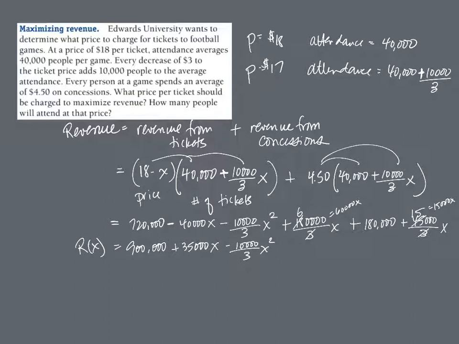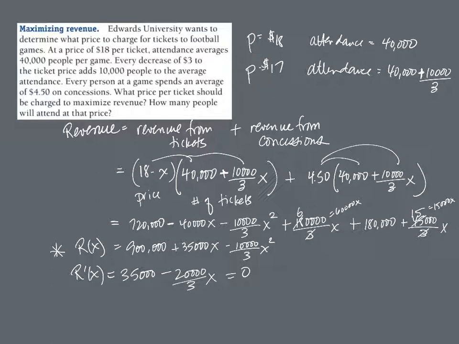Okay, so after we've done some algebra and collected our like terms, using a little bit of the distributive property, we get a revenue function of 900,000 plus 35,000x minus 10,000 over 3 x squared. And again, this is the quantity that we want to find the maximum of. And so we're going to find the derivative, which is going to be 35,000 minus 20,000 divided by 3 x. And we set that equal to 0 and solve.